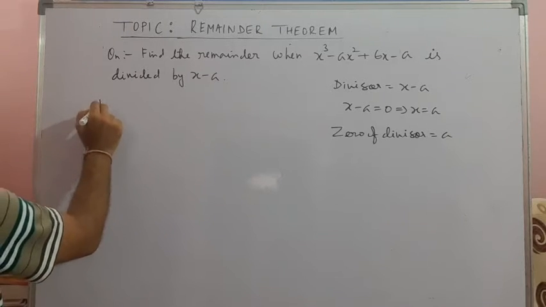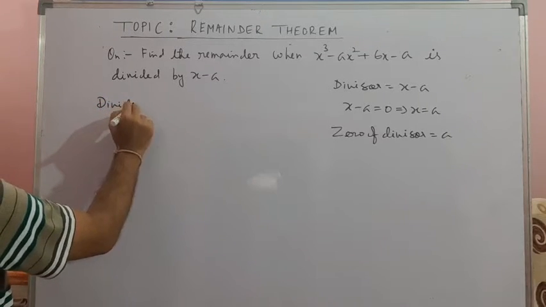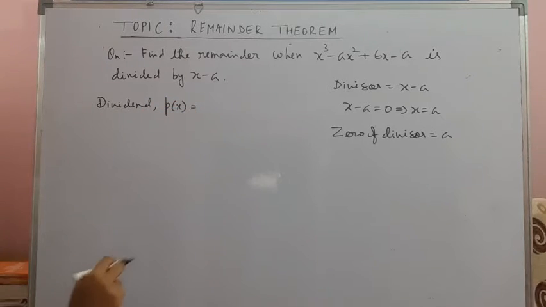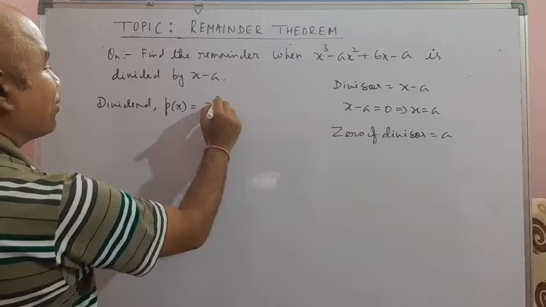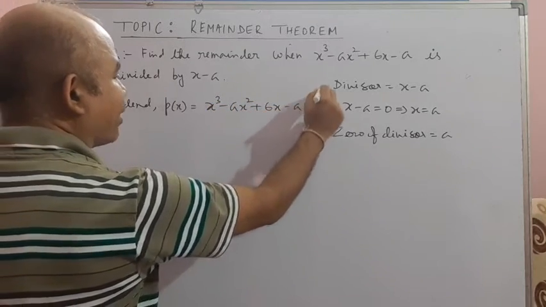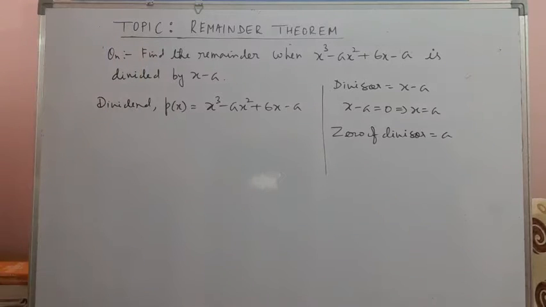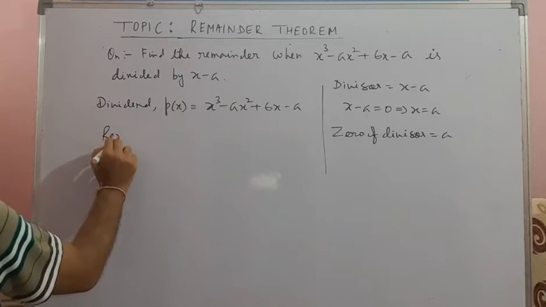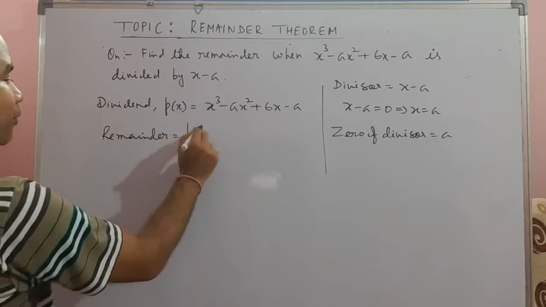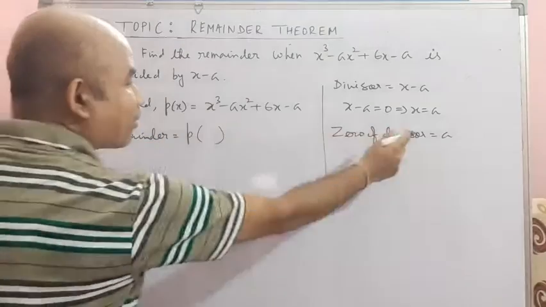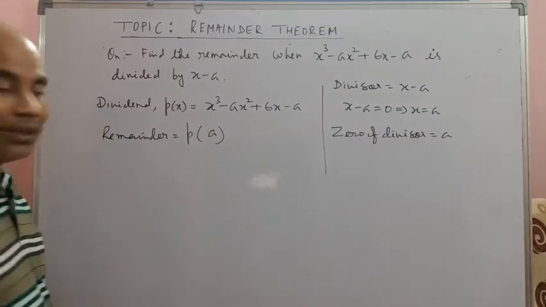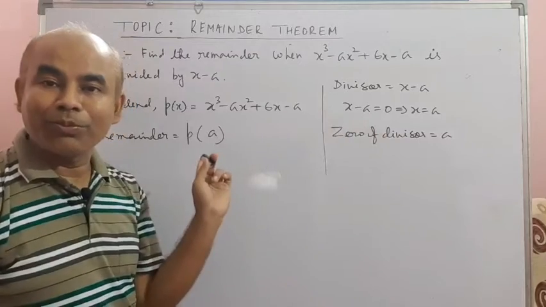Now here, what is the dividend? The dividend is this polynomial p(x), which is x cube minus a x square plus 6x minus a. Now you are to find the remainder. To find the remainder, what do I have to do? In place of x I have to write the zero of the divisor, and in this example the zero of the divisor is a. So in place of x I need to put a.